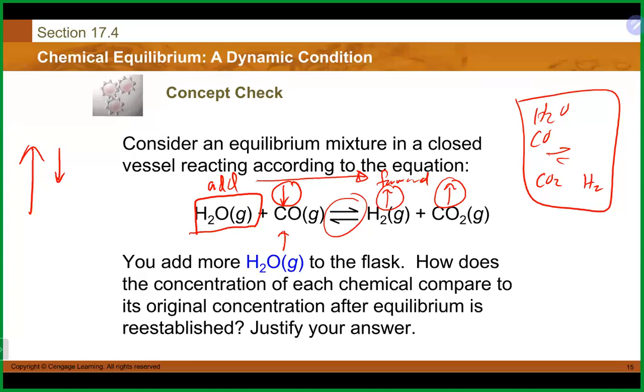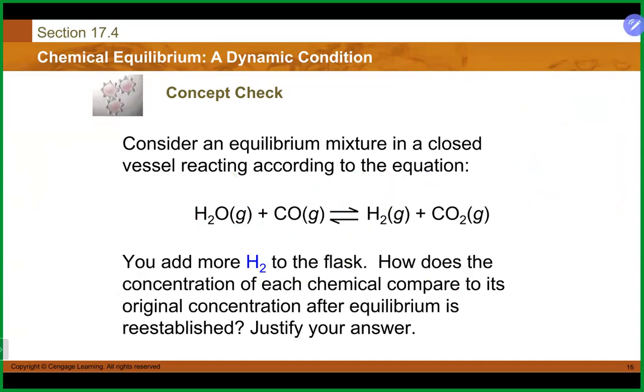Any questions on that? All right, so let's say we had the same equilibrium here and we add some H2 in this case. So we're going to add some H2, which is over here. We'll start with the amount of H2O. Will it go up or will it go down? Will it stay the same?